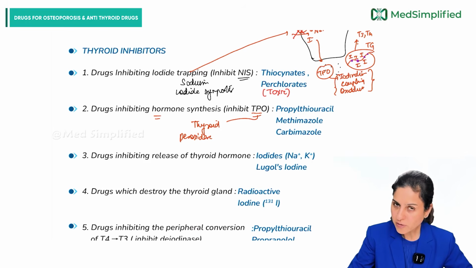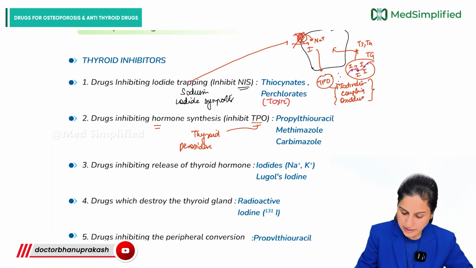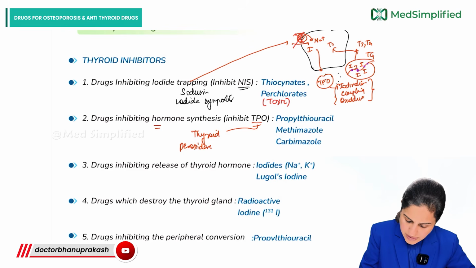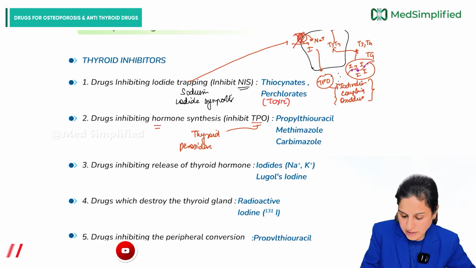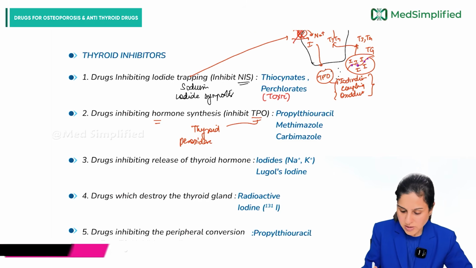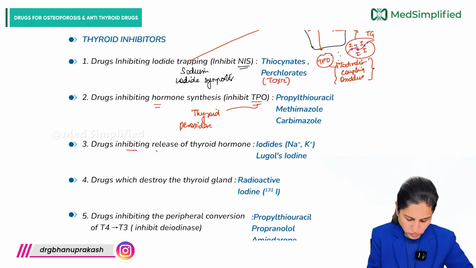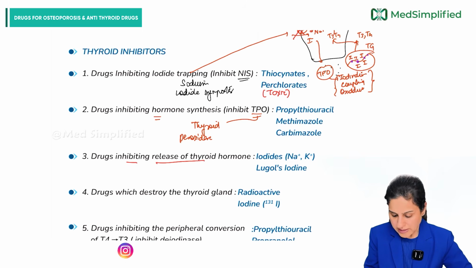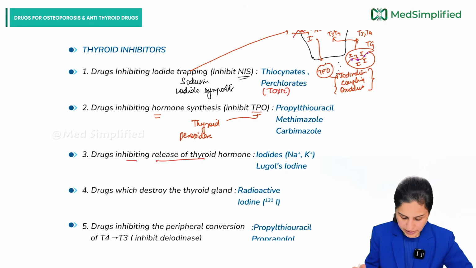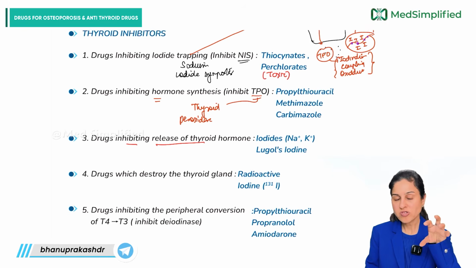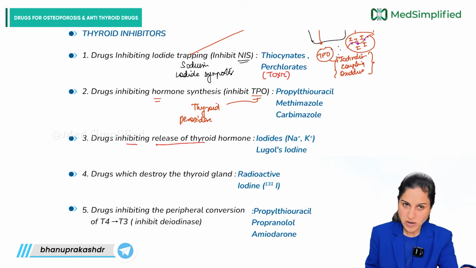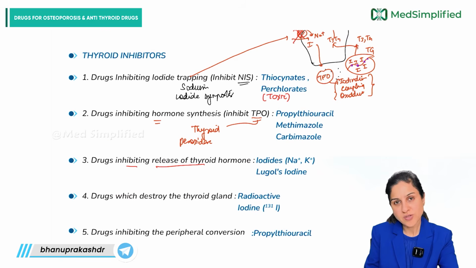Then after these thyroid hormones are formed, they go inside the follicular cell again, and then they are released into the circulation. So T4 is more than T3, and ultimately T4 also gets converted to T3, and T3 is released as such. This point is called the release. So the third group is the drugs which inhibit the release of these thyroid hormones. These are your iodides: sodium iodide, potassium iodide, Lugol's iodine. Then we have drugs which are going to destroy the thyroid gland. So you give radioactive iodine, and it is going to destroy the thyroid tissue as such.